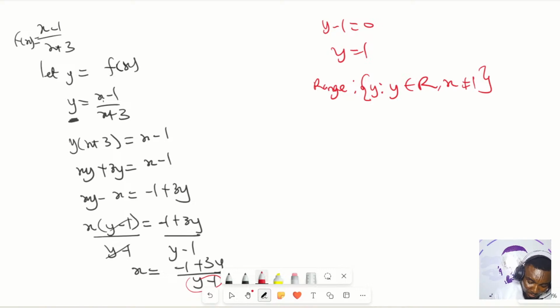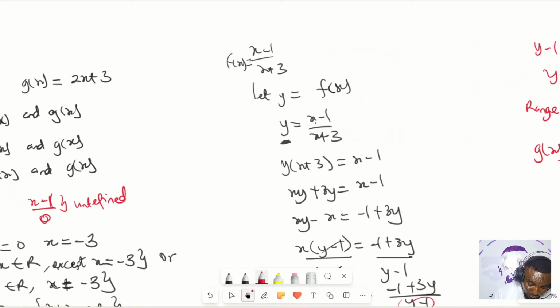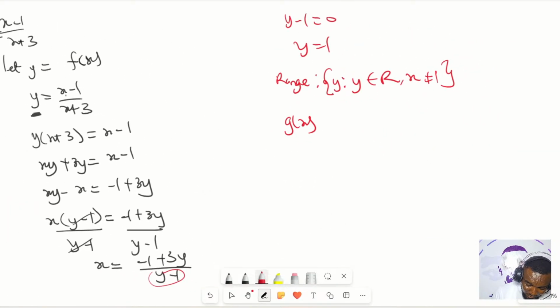So how about when we have the other function g of x? And what was g of x? g of x was 2x plus 3, right? So we have g of x equal to 2x plus 3. Put the range of the function there. What would be the range of the function g of x, which is equal to 2x plus 3? I want to know the range of this function. Let me see. What will be the range of this function? So we know that the range of this function, since the domain is all real numbers, we say y is a member of all real numbers.